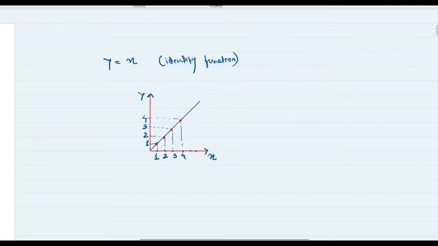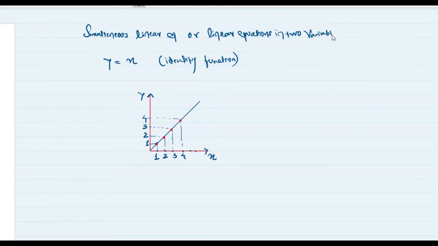You all have studied simultaneous linear equations, or you can say linear equations in two variables. So these functions which we are talking about are ideally linear equations in two variables, and the word linear is the most important. Two variables it has to be, because we are dealing with two variables, one of which is domain and the other is range. X is domain and y is range.